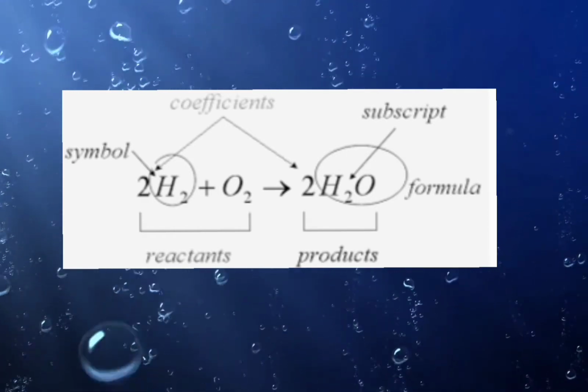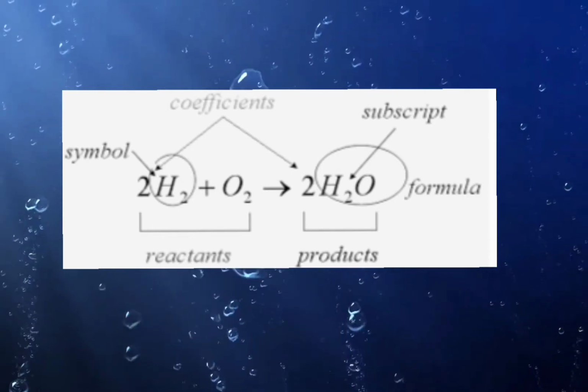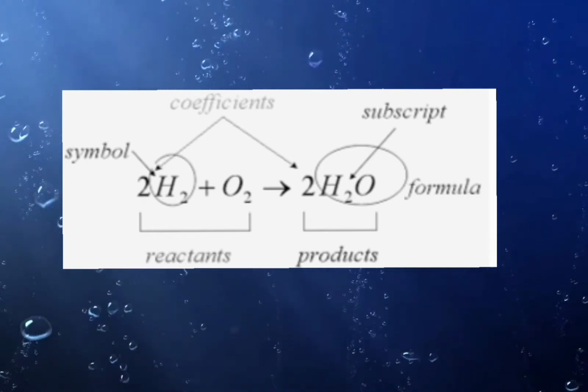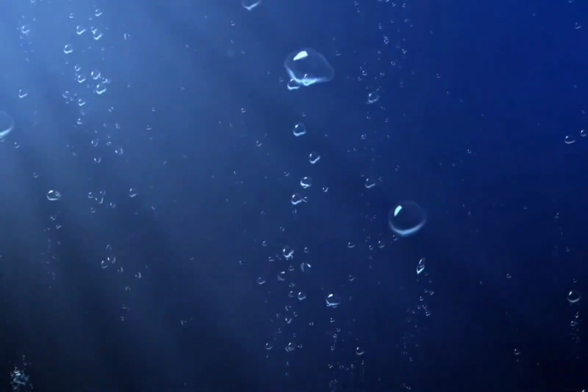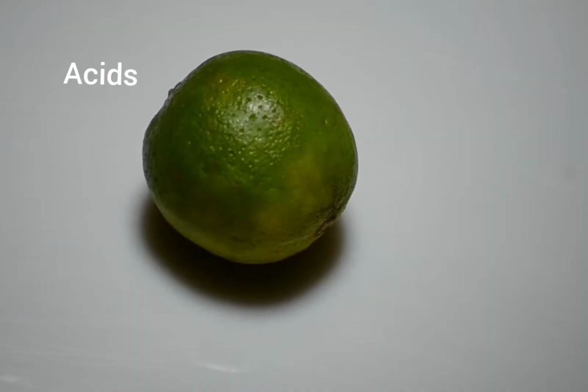Now see the chemical equation. When hydrogen reacts with oxygen, a water molecule is formed. Its detailed knowledge is in previous videos. Now the next chapter is Acids, Bases and Salts.